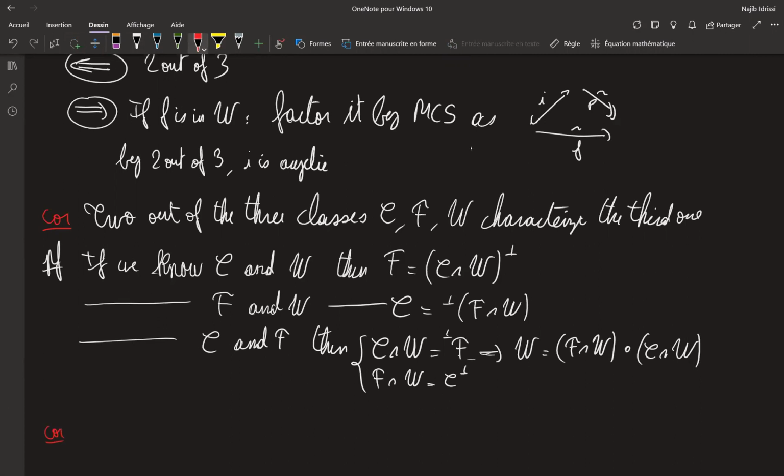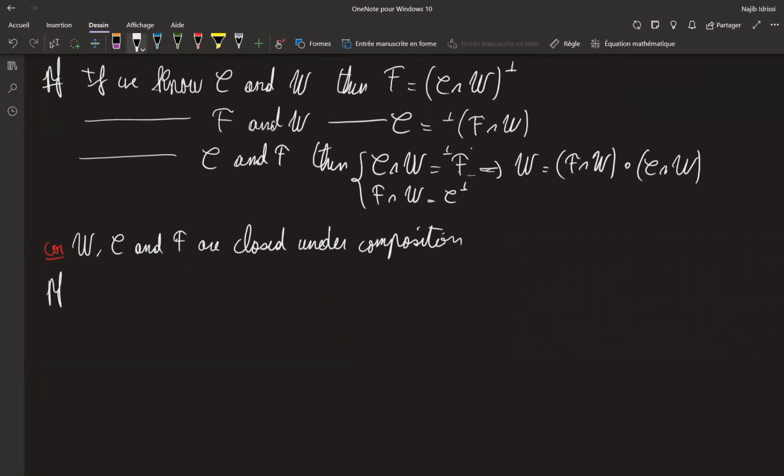All right, so another corollary that was asked before: W, C, and F are closed under composition. Okay. So the proof. So for W, it's MC2, which is 2 out of 3. Right? I said this earlier. For C and F, so let's do, for example, C.